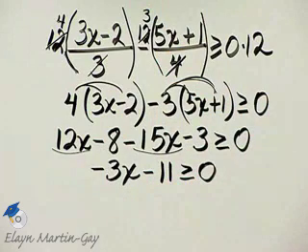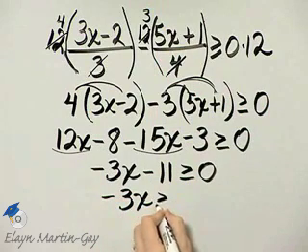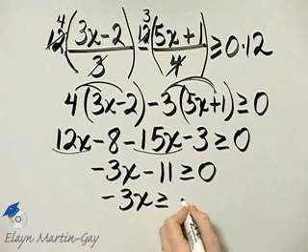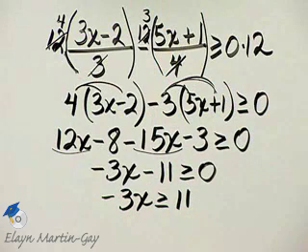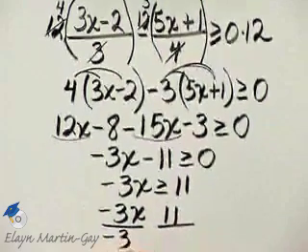I will now add 11 to both sides. So negative 3x is greater than or equal to 0 plus 11, or 11. And then how do we finish? We finish by, let me write this down, dividing both sides by the coefficient of x, which is negative 3.